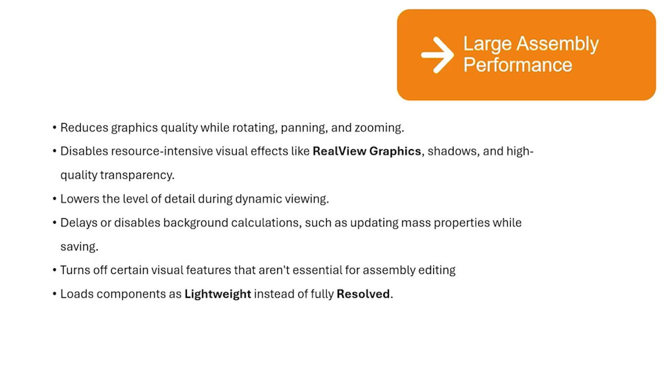Just further on that point, you can still switch it on within your assembly should you want to use it. But as default, large assembly setting switches it off. It also lowers the level of detail during dynamic viewing. It delays or disables background calculations, and it turns off certain visual features that aren't essential. That's more your shadows and mirror effects and all those different kind of things. And then the point that I want to expand on specifically is the last point, which is called lightweight.